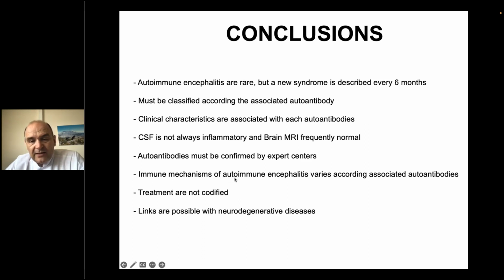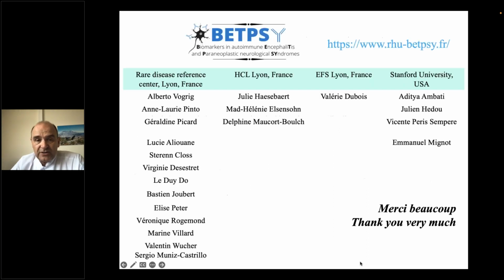Immune mechanisms vary according to the associated autoantibodies. Also, in the future, the treatment must be adapted according to the mechanisms of the encephalitis, but at this time, no treatments are codified because it's a rare disease, so it's difficult to perform clinical trials. And IGLON5 suggests that links are possible with neurodegenerative disease, and it will be very important in the future to develop animal models to understand exactly what's happening in the patients.